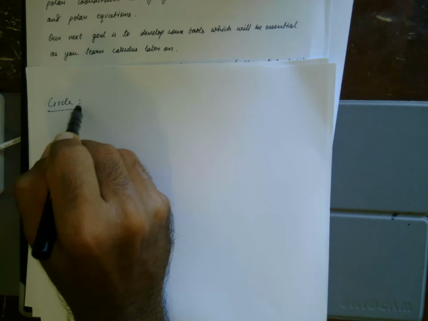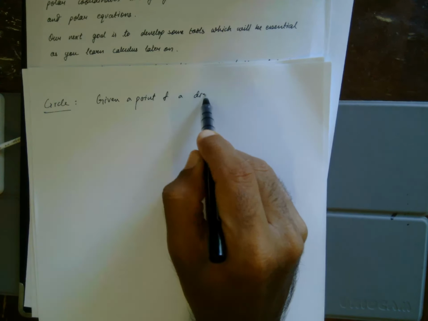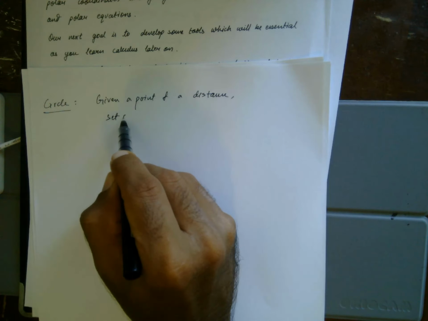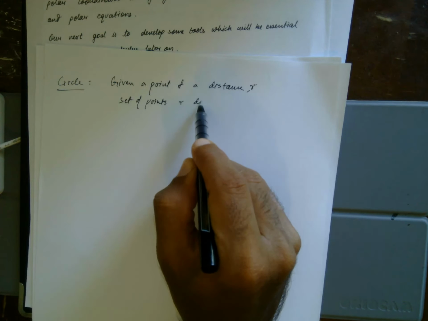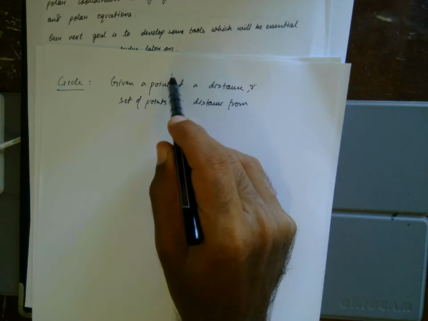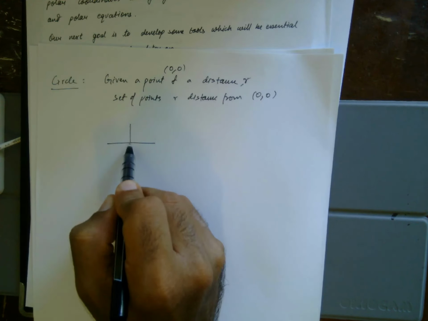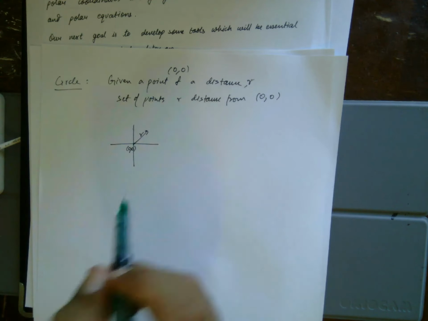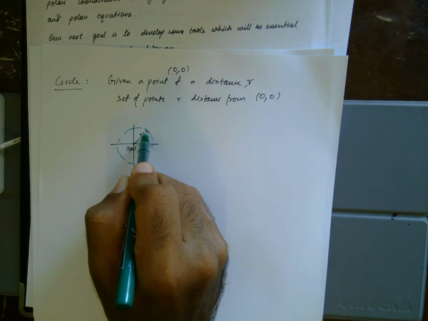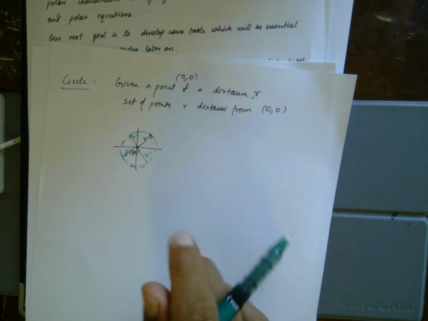Okay, so let's start with circle. So circle, what is it? Given a point and a distance, the set of points, say a distance r from 0, 0. This given point, the 0, 0, is called the center of the circle, and this distance r is called the radius. So if you're given a point and a distance, then everything on this green line satisfies this condition of being at a distance of r from it.